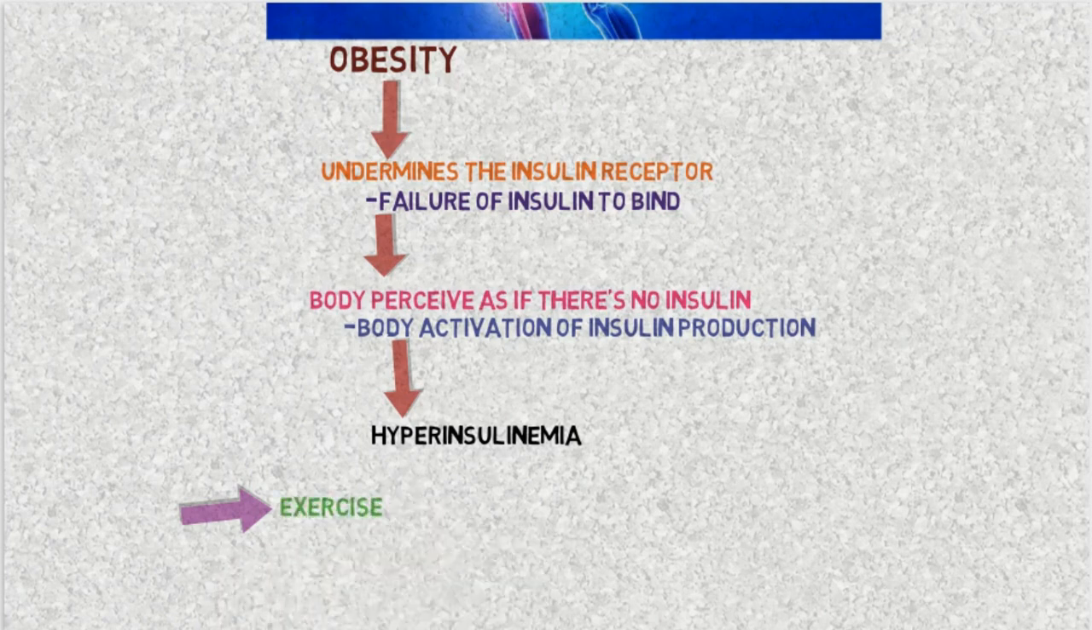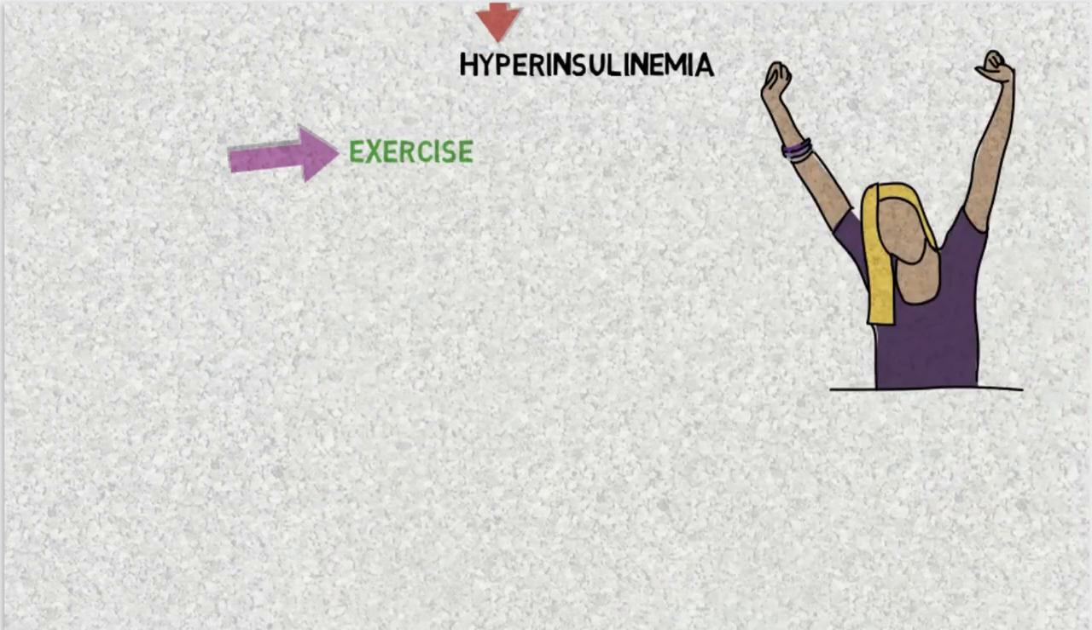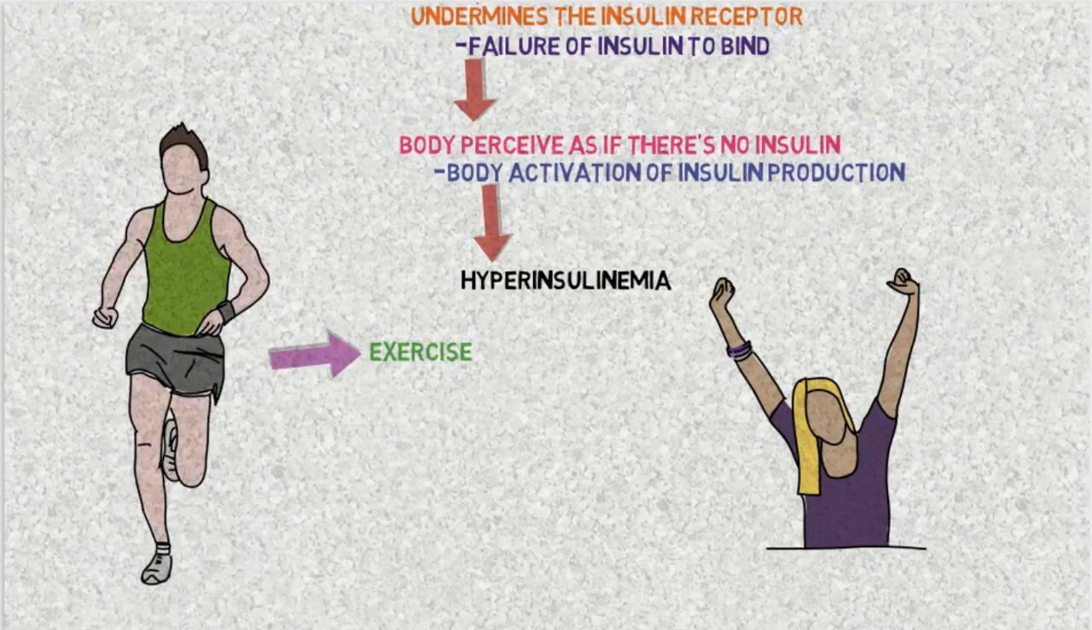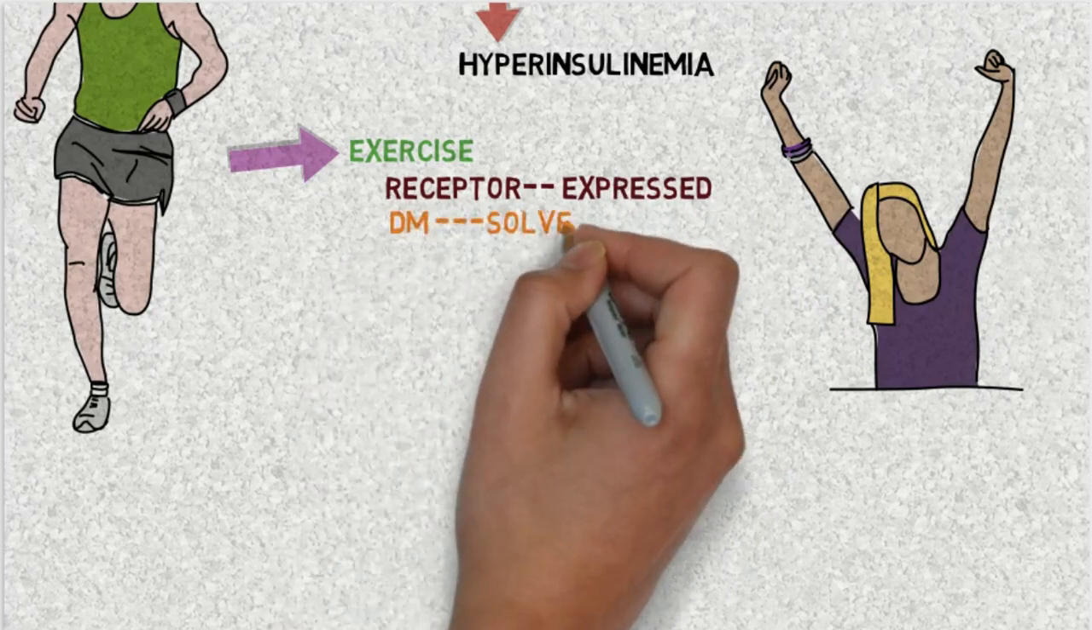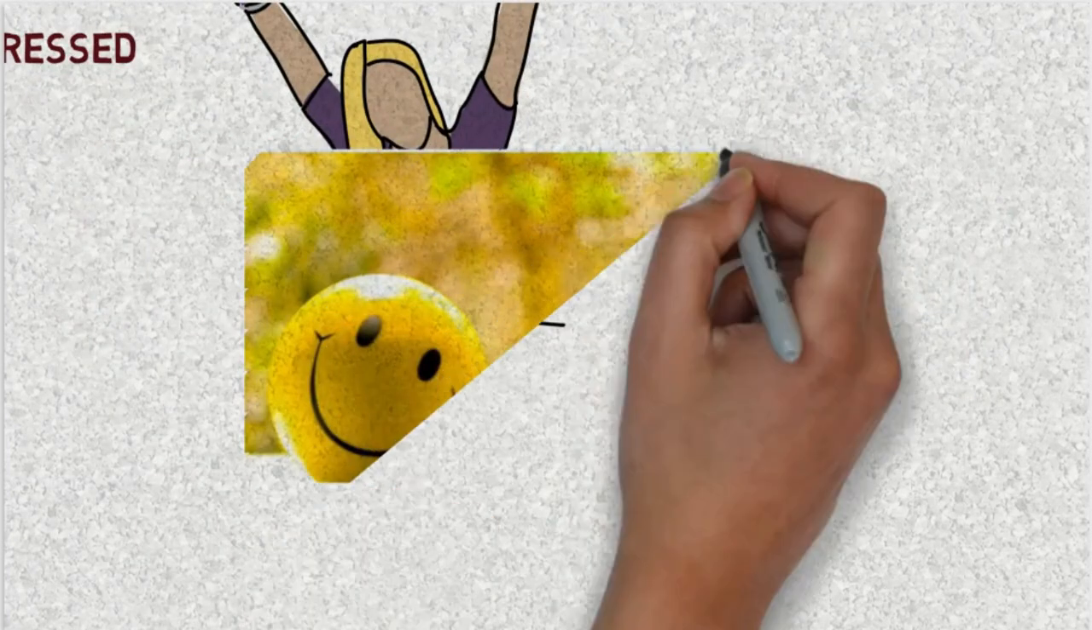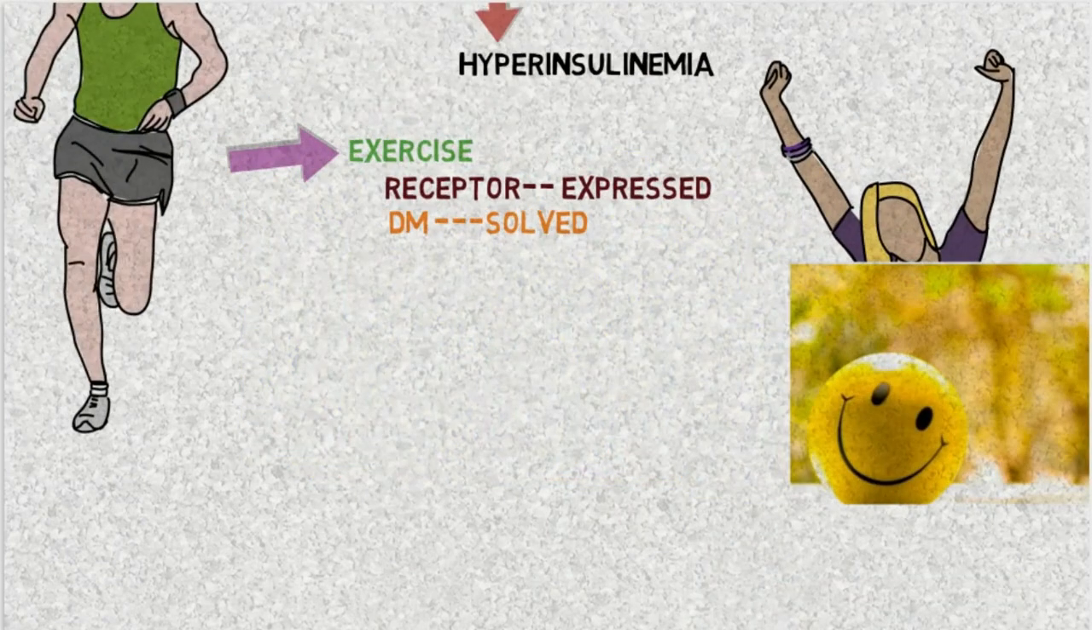If the obese patient exercises, receptors will be expressed and insulin will bind. Then the problem, the diabetic condition, is solved. This is solved before the condition reaches its chronic state.